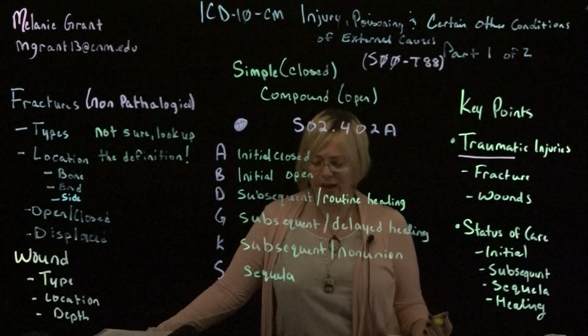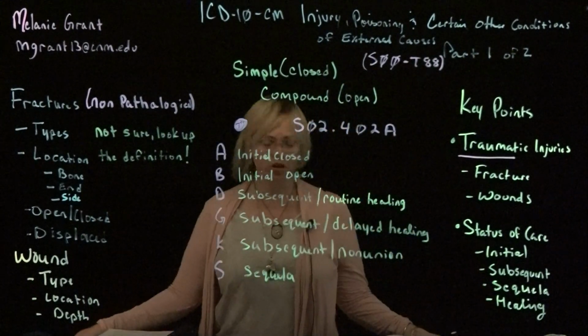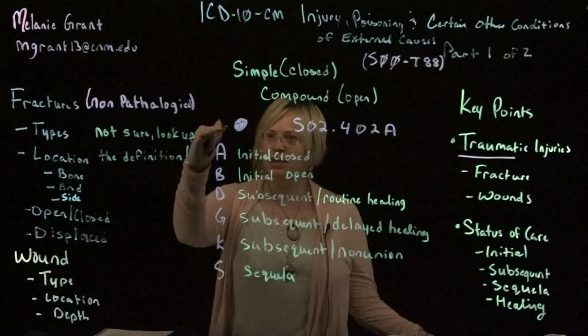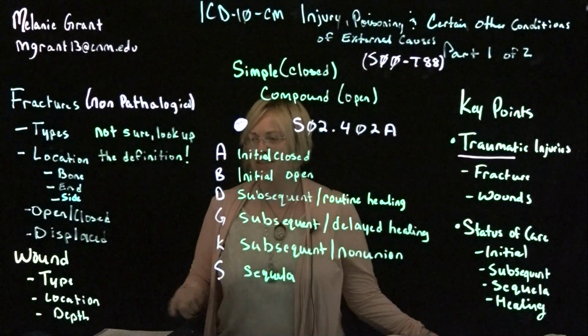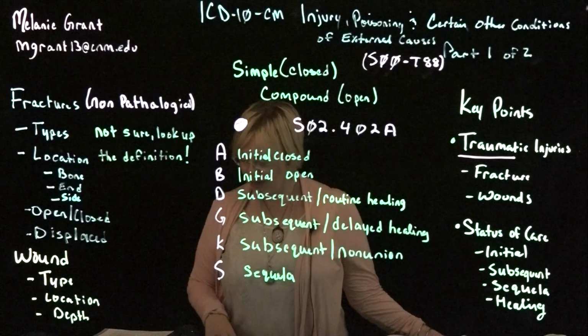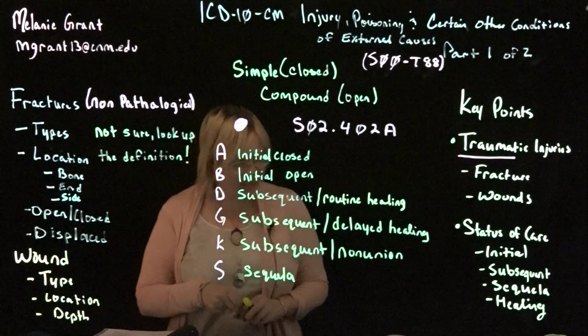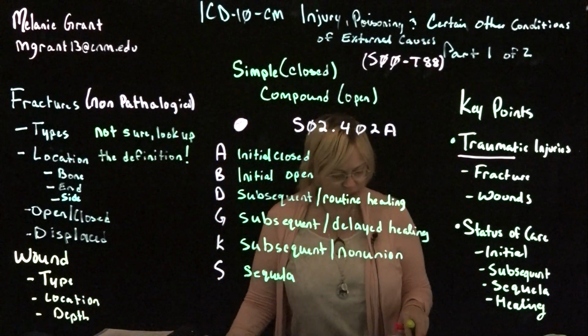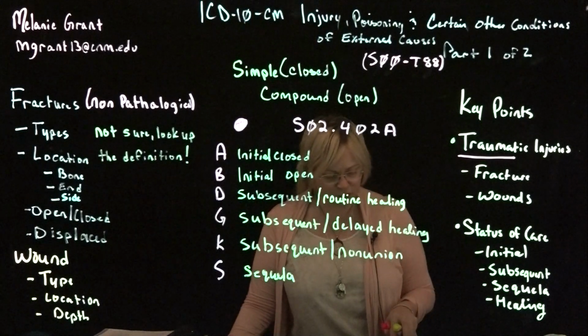Okay, so I'm going to turn the brightness up just a little bit here. Our seventh character might disappear on you. If that happens, don't worry about it. Okay, so in this case, zygomatic fracture, unspecified site, initial encounter for closed fracture.